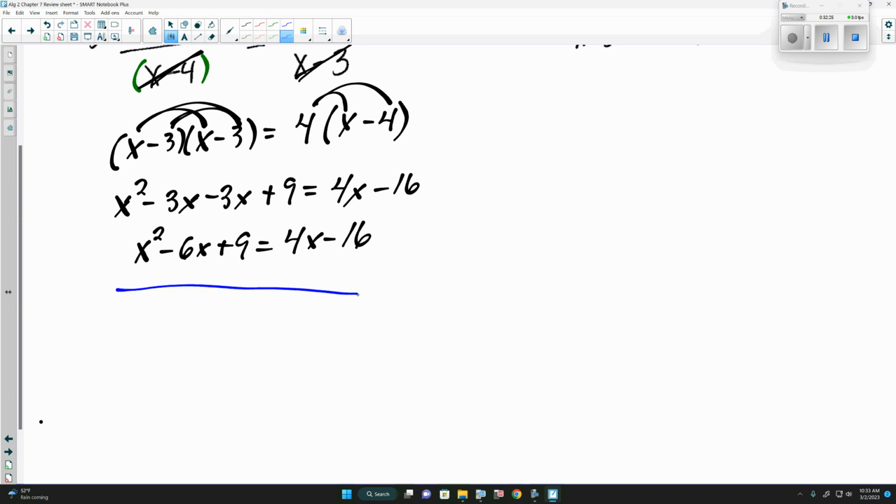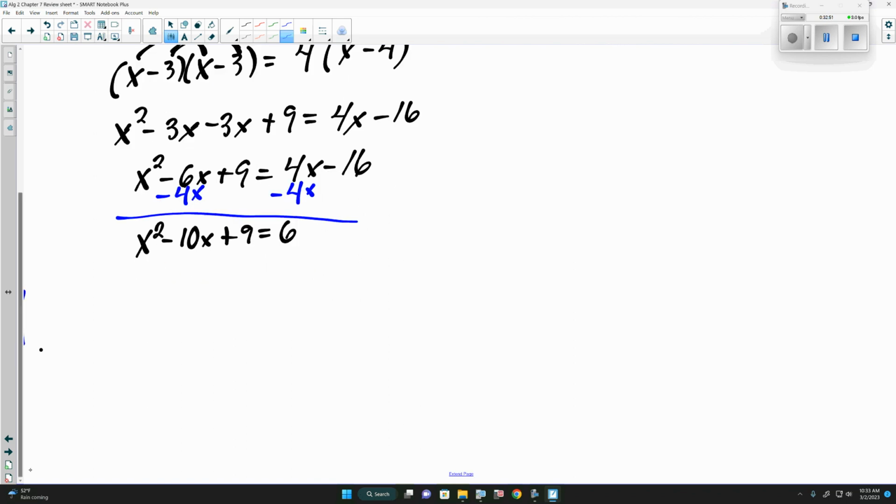Now at this point here, we do have a quadratic. We have an x squared term, which means we need to get this equal to 0. If we don't have an x squared term, if we just have x, get x by itself and solve. So here, first thing we can do is subtract 4x from both sides. Minus that, x squared minus 10x plus 9 is equal to negative 16. Still not equal to 0, so we can subtract 6 from both sides.